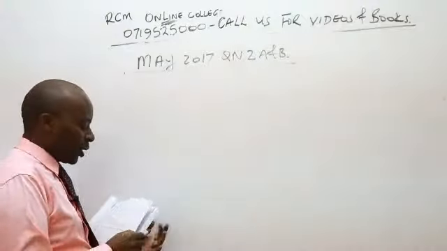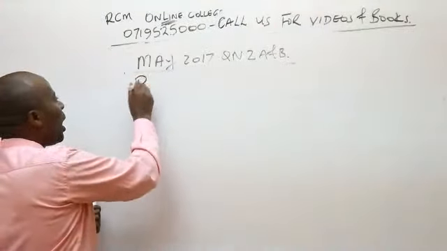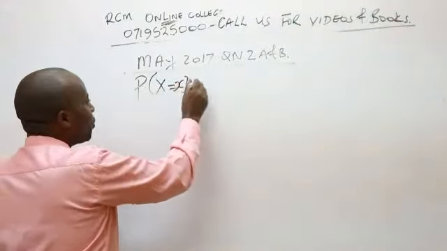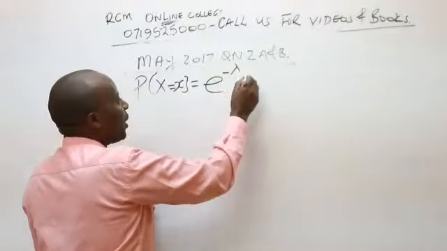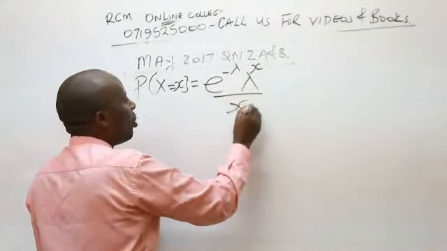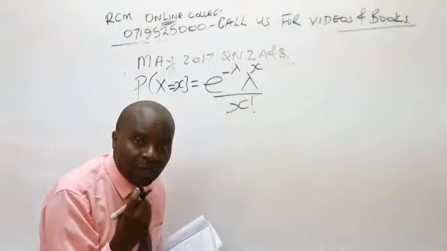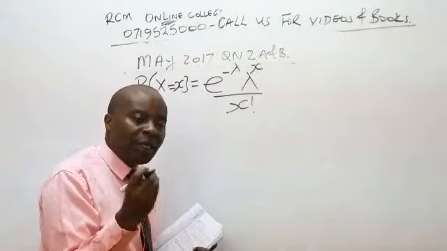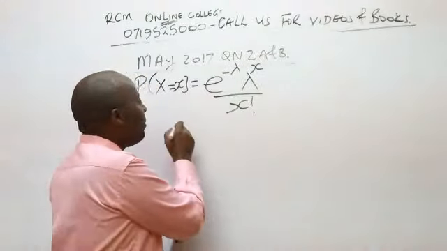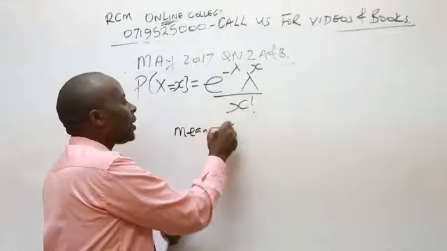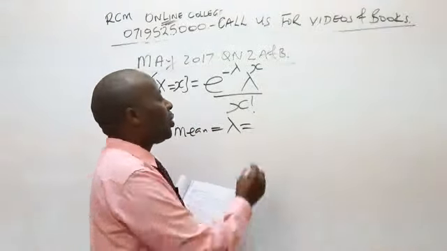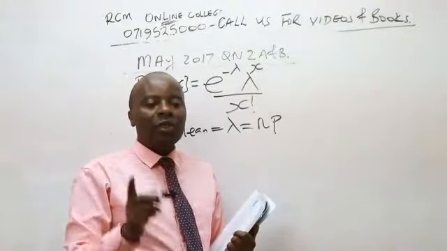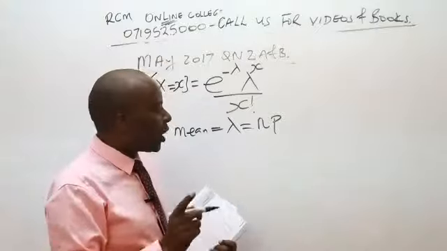Using Poisson distribution, ladies and gentlemen, I know the formula. The probability of X equal to small x is e raised to negative lambda, lambda raised to x, all over x factorial. If you remember very well, the key thing you need to evaluate Poisson probability distribution parameters is the mean. You need the mean, which is our lambda. And our lambda here is np.